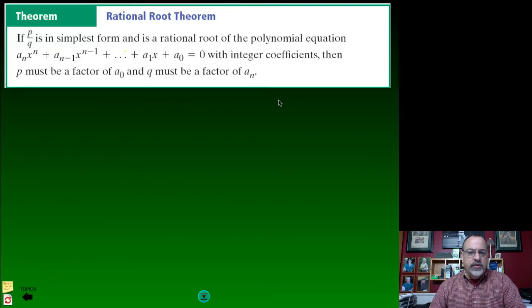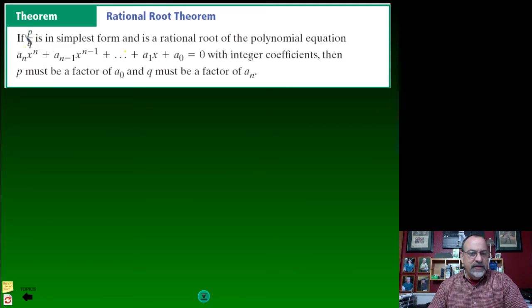Now, the rational root theorem says this. If P divided by Q, or P over Q, is in simplest form and is a rational root of the polynomial equation a sub n x to the n plus a sub n minus 1 x to the n minus 1 plus dot dot dot plus a sub 1 x plus a sub 0 equals 0 with integer coefficients, then P must be a factor of a sub 0 and Q must be a factor of a sub n. Now, what in the world does all that mean? Well, let me try to narrow this down.